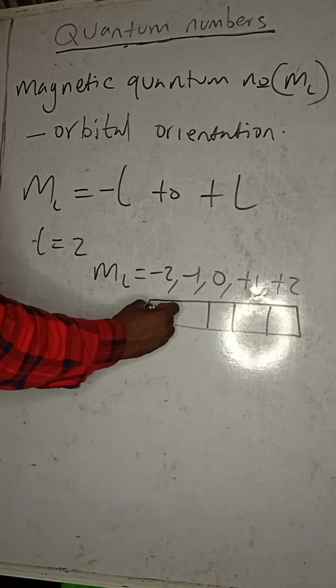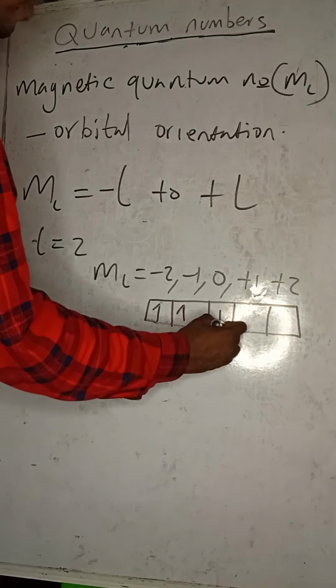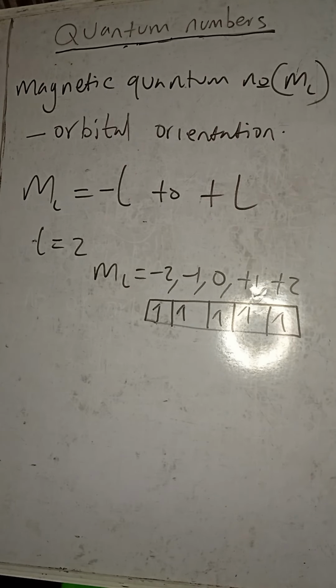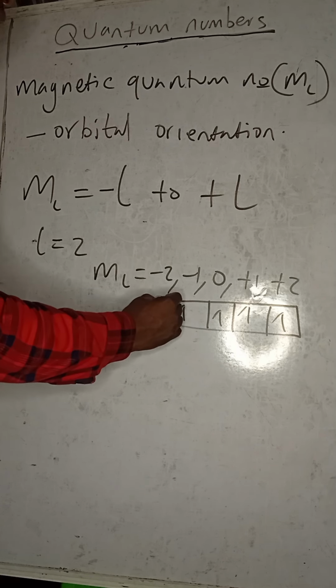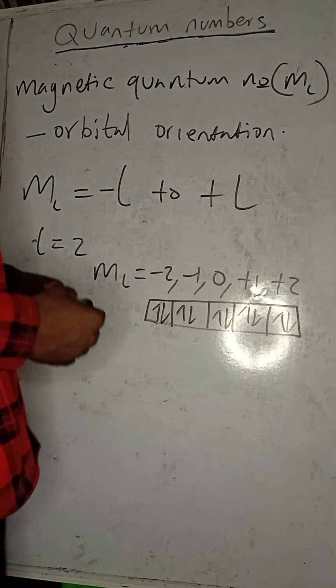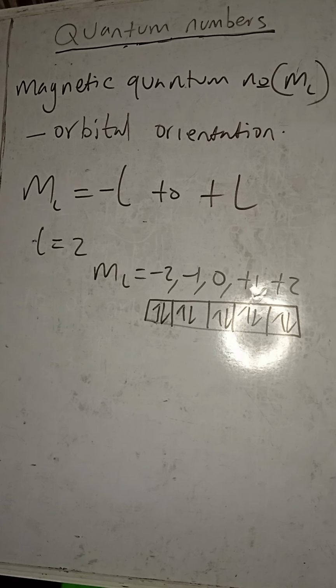Now, when you feed electrons into these orbitals, atoms that have singly filled electrons, especially in their valence shell, tend to be paramagnetic, while the ones that have electrons that are paired, not singly filled, are said to have a very low magnetic field. So they are said to be diamagnetic.